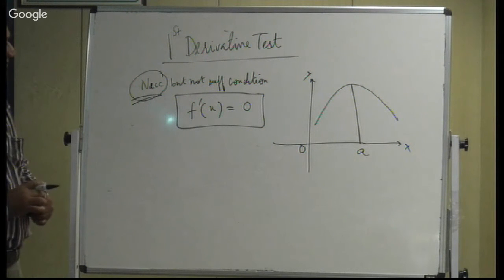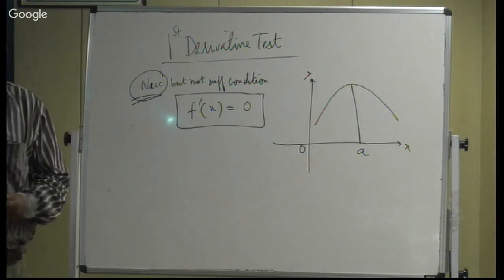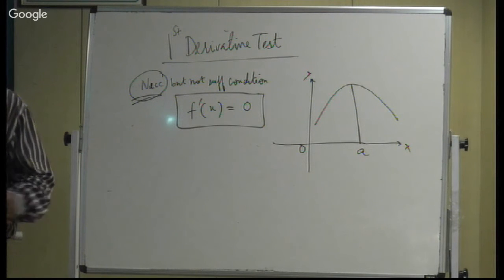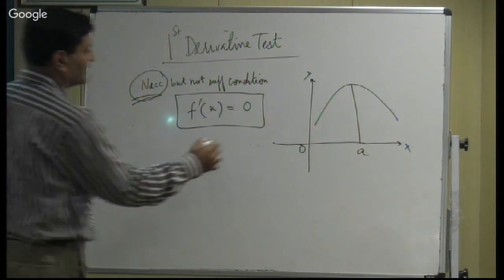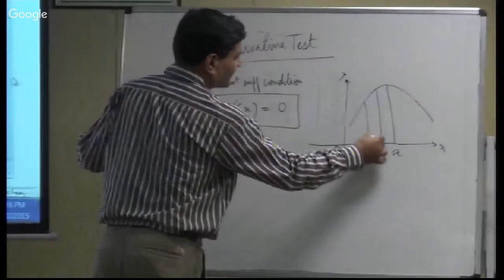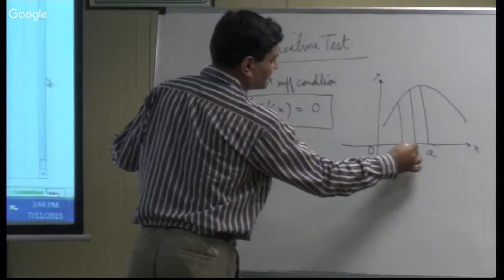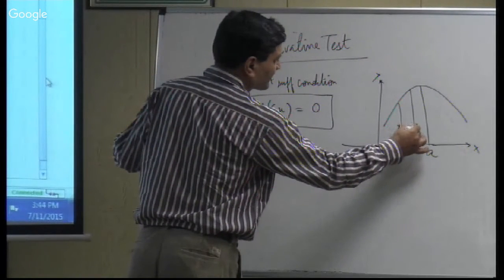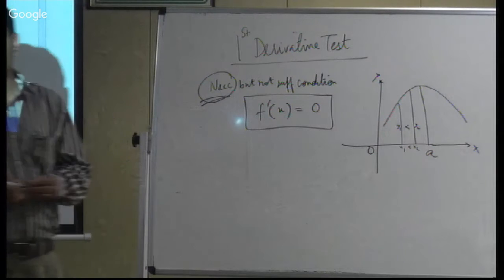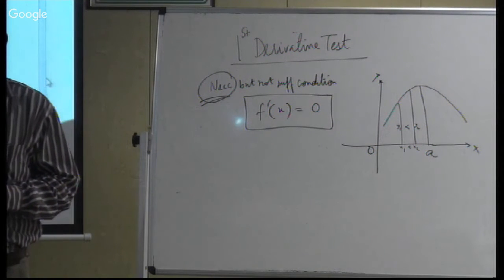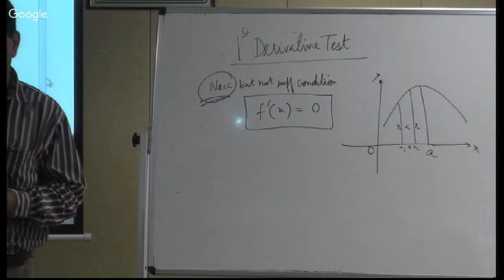What is the curve? See the nature of the curve on the left hand side. It is an increasing function. On the left hand side, you will notice that when x increases, the value of y also increases. This type of function is known as strictly increasing. So you will note how this first derivative test works.